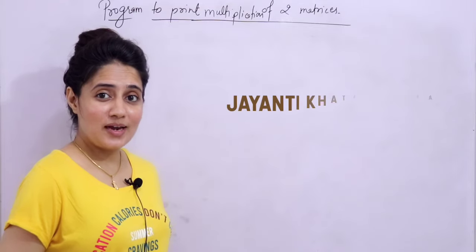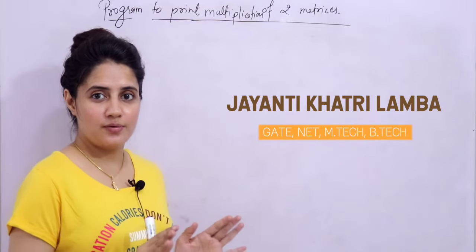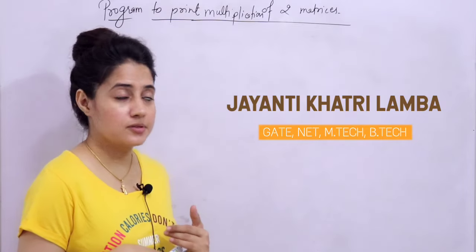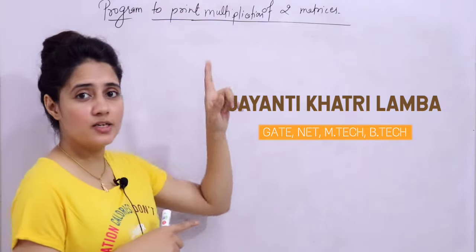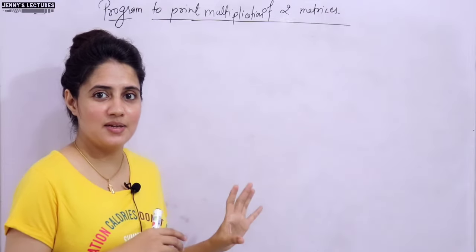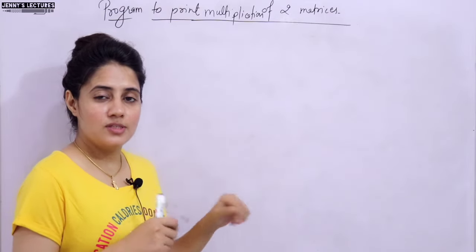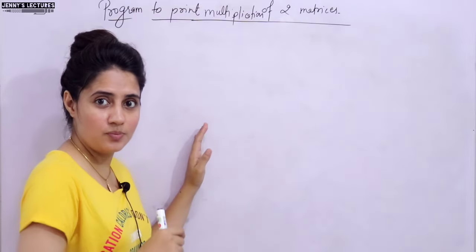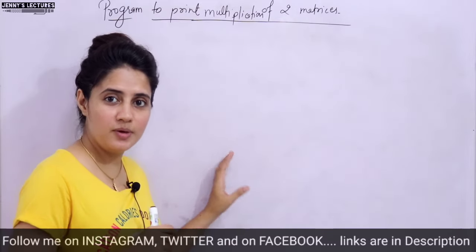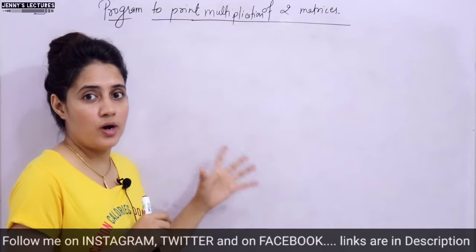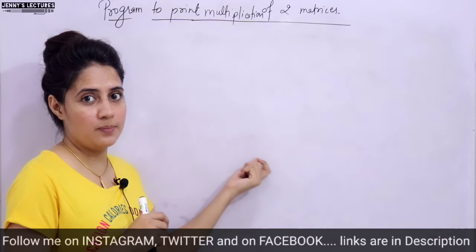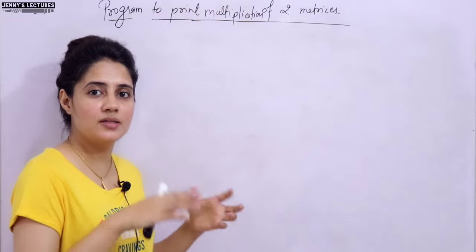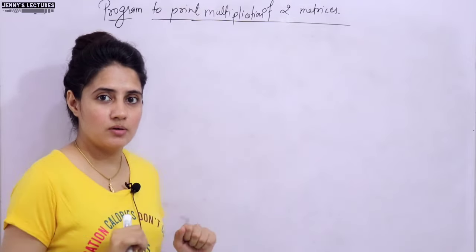So in this series of learning programming in C, we are discussing some programs on matrices. We discussed addition of two matrices in the previous video. In this video, we will discuss multiplication of two matrices and print the result. First, we will understand the logic and theory behind multiplication, the rules you have to take care of, and then we will see the logic, run the program, and see it practically on my laptop.